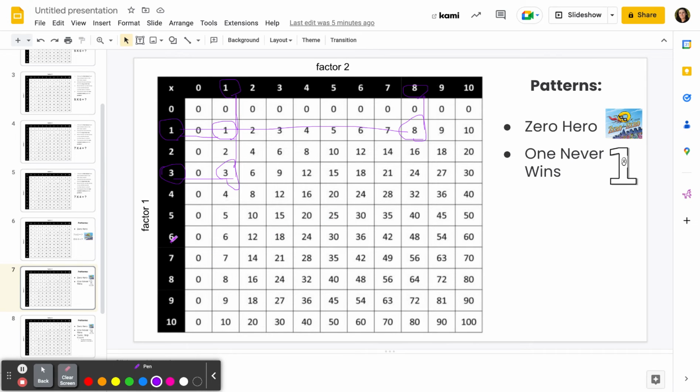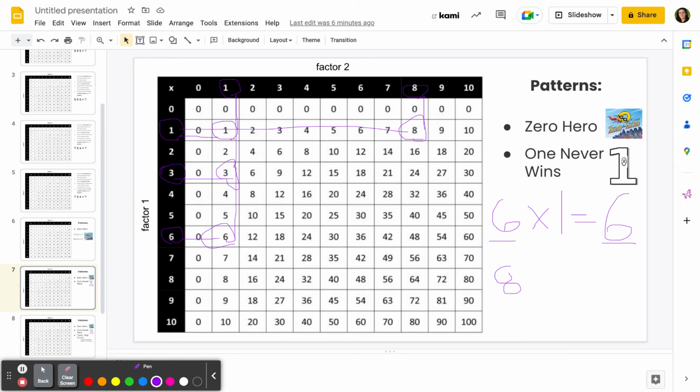Let's do one more. What about 6 times 1? 6 times 1 equals 6. Are you noticing a pattern? When we multiply a number times 1, the 1 never wins. The product is always equal to the second factor. So 6 times 1 equals 6.